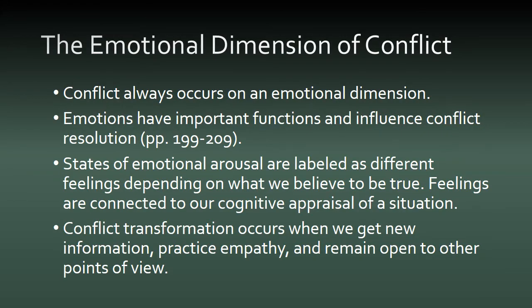So at this point, let me stress a couple of very important points. Conflict always occurs on an emotional dimension. Emotions have important functions, and they influence conflict resolution. States of emotional arousal are labeled as different feelings depending on what we believe to be true. Feelings are connected to our cognitive appraisal of a situation. In other words, what we think of a situation affects how we feel about it. And conflict transformation occurs when we get new information, when we practice empathy by accurately reflecting another person's feelings, and when we remain open to other points of view.